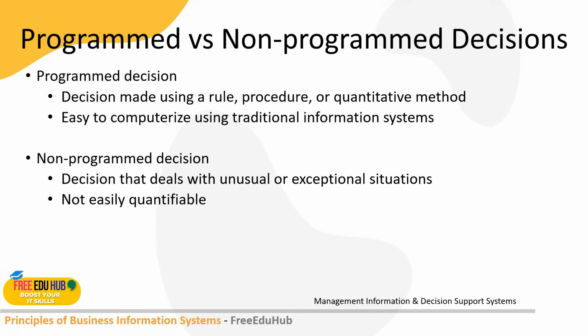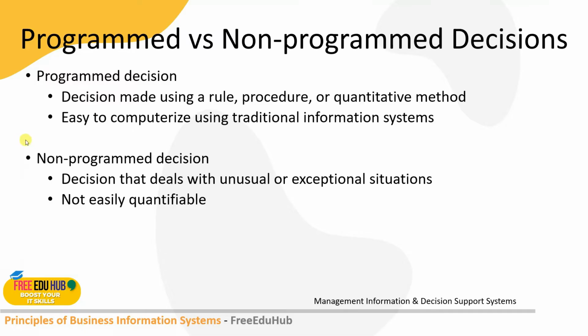After that, we have programmed and non-programmed decisions. Programmed decisions are decisions made using a rule, procedure, or a quantitative method, easy to computerize using transaction information systems. To give you an example, we can say that the inventory should be ordered when the inventory level drops to 100 units in a programmed decision, because it adheres to a specific rule. In other words, they are structured and deal with routine and well-defined decisions.